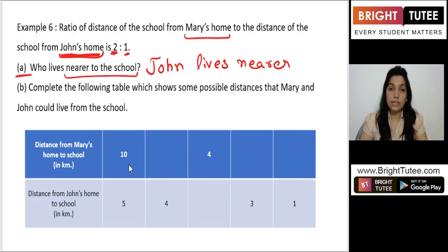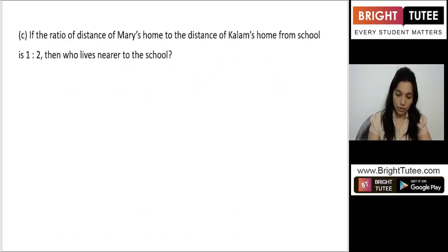For Mary, it is written 10, because Mary is at a distance twice as much as John's distance. So if John's is 5, Mary is double of it, so it is 10. If John is 4, what is double of it? It is 8. Now we are given for Mary that it is 4, so John is half of it. So it is 2. Now we have got here 3. What is double of 3? It is 6. Now here we are given 1. What is double of 1? 2. So this is how we can complete the table by working out the equal fractions.